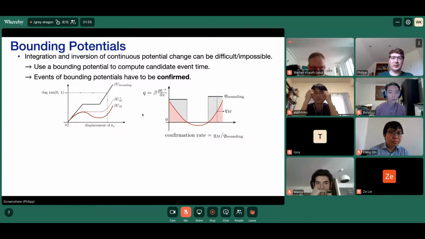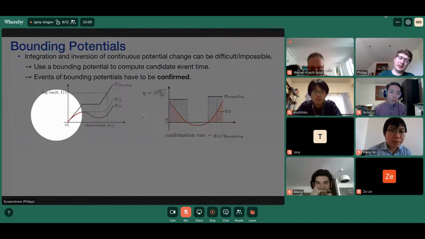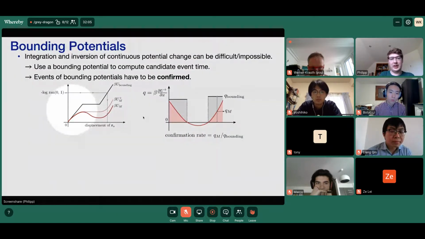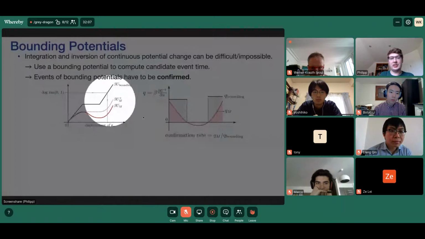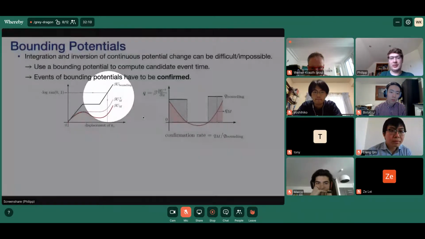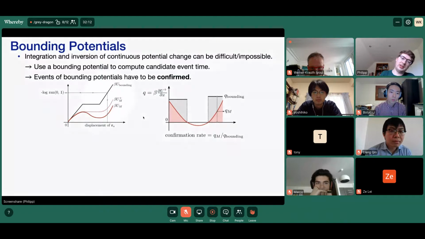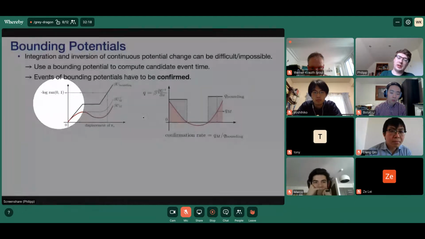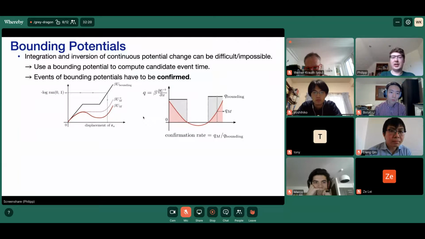What I need for a bounding potential, which I draw down here, is that it always rises more steeply than my original potential. So I have the red curve, which is my original factor potential. Then I have the dotted red curve, which is the positive potential change. And you can see that the bounding potential, the black curve, is always steeper. And the steepness, so to say, we call the event rate, by the way. Then I can use this bounding potential to compute my candidate event time, which exactly happens on the left here.